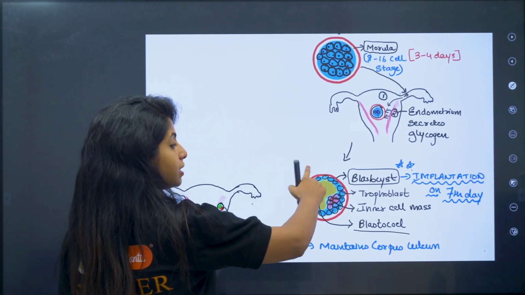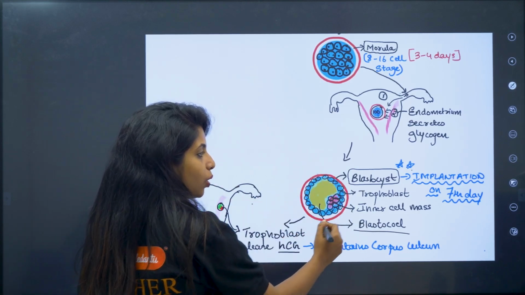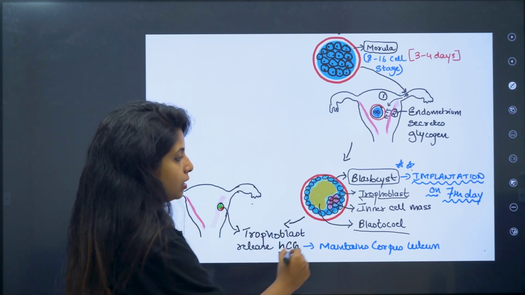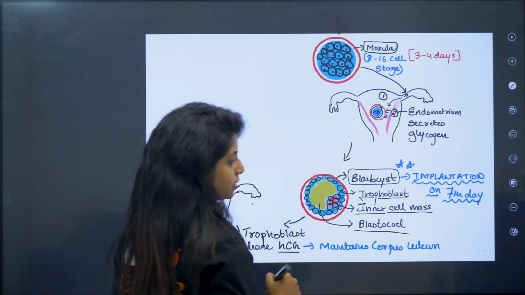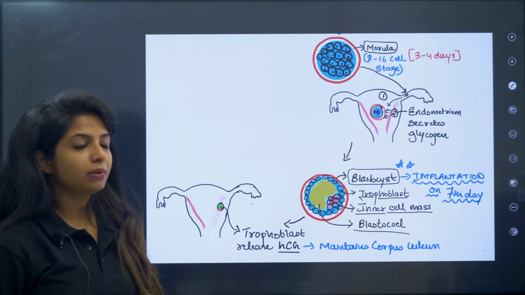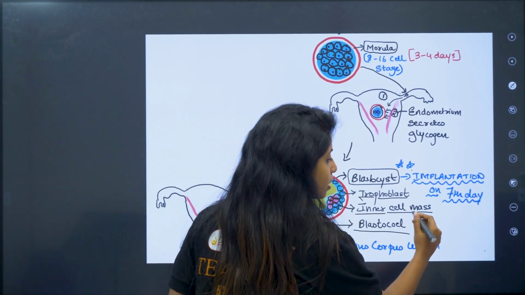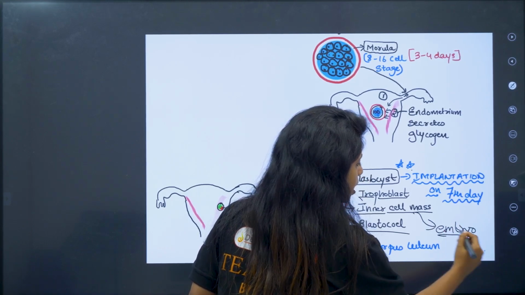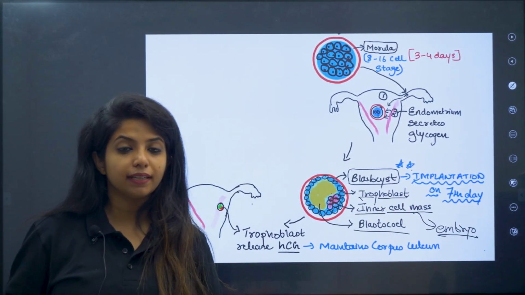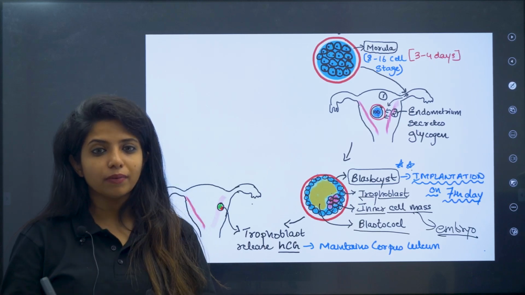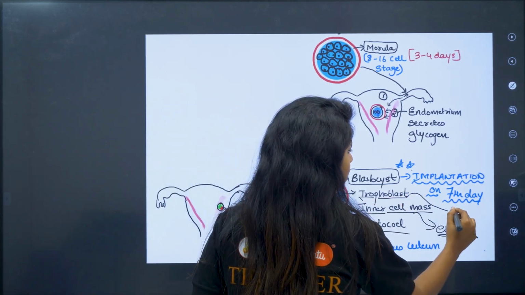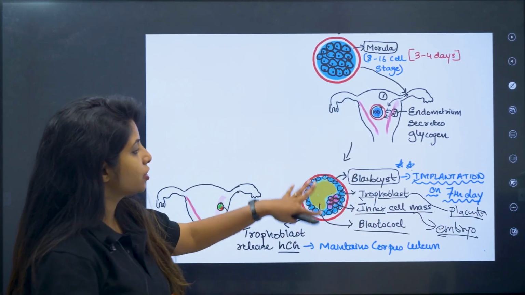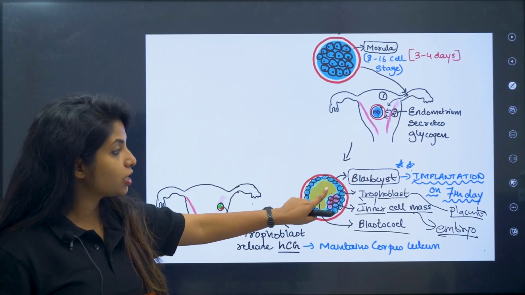And as I told you, the cells have an outer layer. What do you call this outer layer? Trophoblast. And then there will be the inner cell mass. What will happen to the inner cell mass? The inner cell mass is going to make the embryo, and the trophoblast is going to get embedded in the entire layer of endometrium and help in the formation of what? The placenta later on.